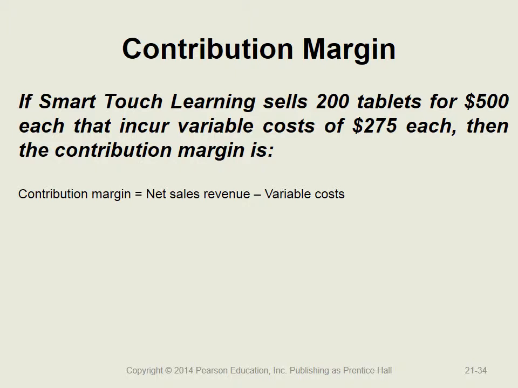Next, we look at how managers can use cost behavior, variable, fixed, or mixed, to make decisions. Suppose Smart Touch Learning sells 200 tablets for $500 each that incur variable costs of $275 each. A useful figure for managers to compute is the contribution margin. Contribution margin is the difference between net sales revenue and variable costs. It is called contribution margin because it is the amount that contributes to covering the fixed costs and providing operating income.